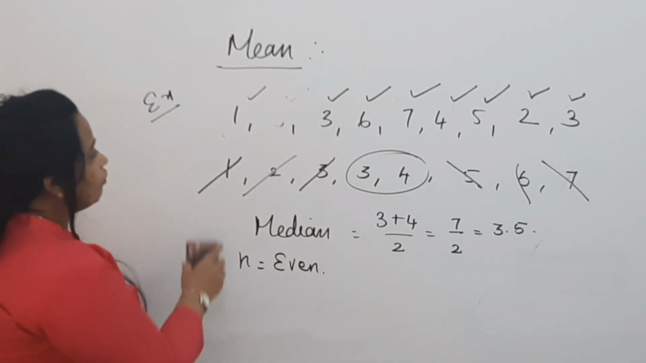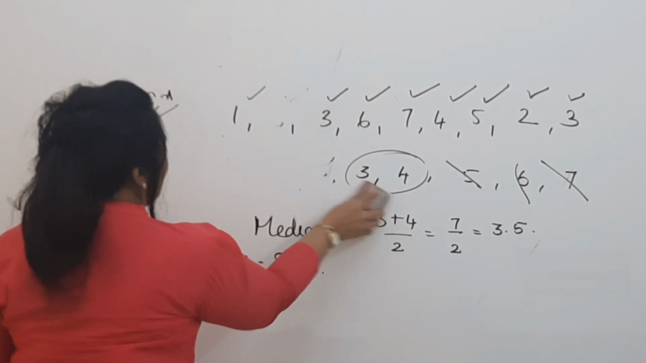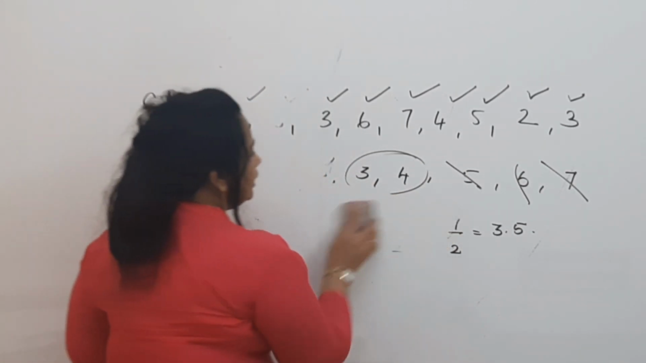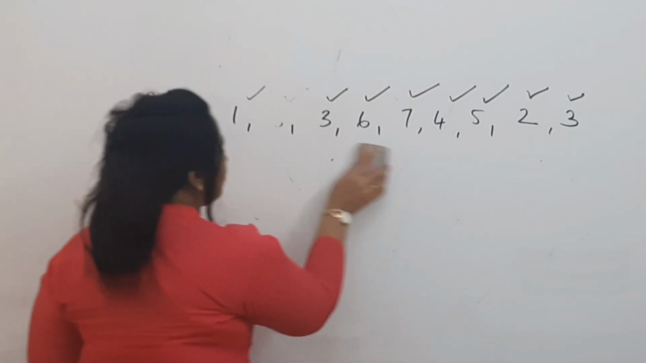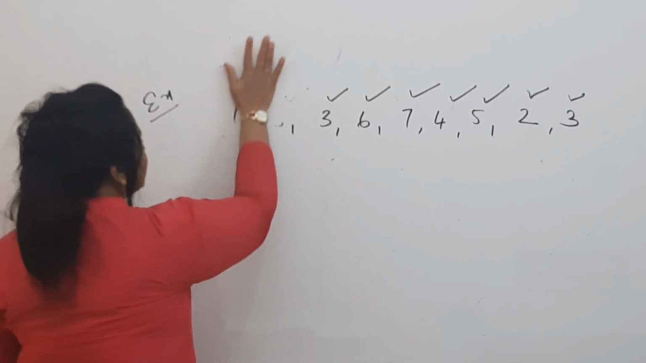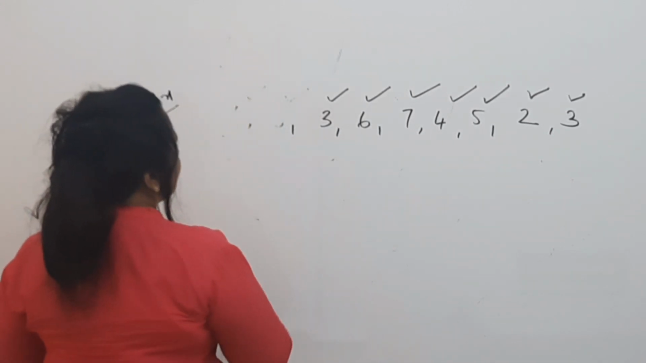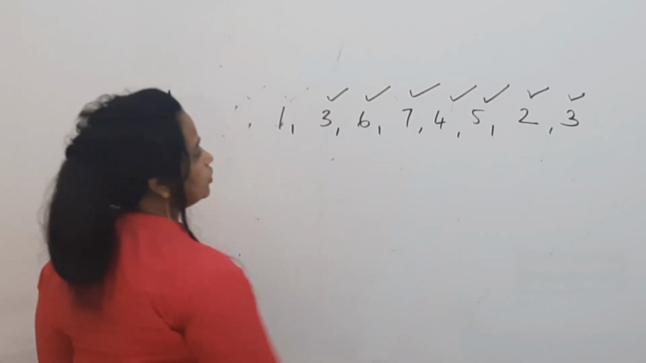Now we go for finding the mode. What is mode here? Mode is nothing but the observation that occurs the highest number of times. You can see here the observations given, that is 1, 3, 6, 7, 4, 5, 2, 3.